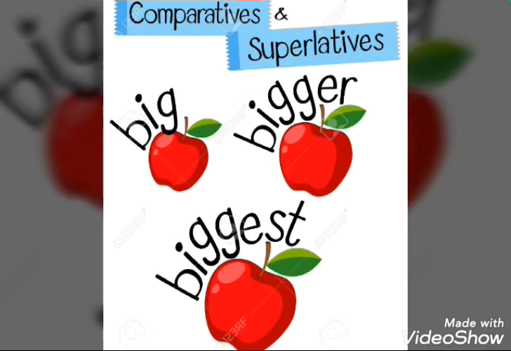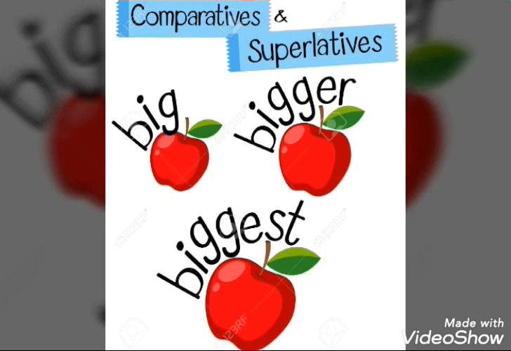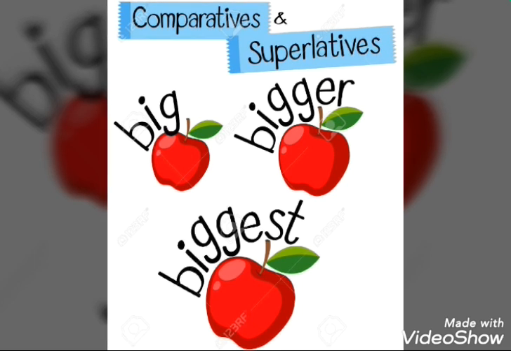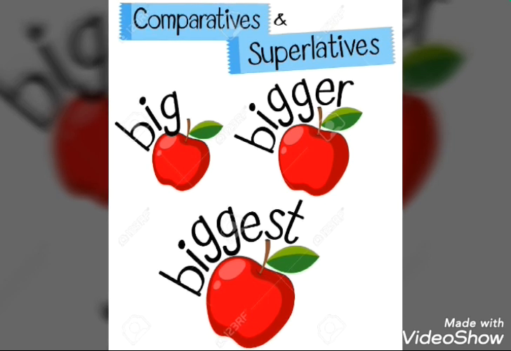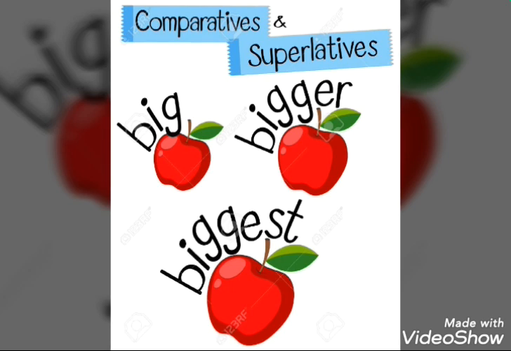Okay, here also we have three apples. Apple 1 from the left is big. What about apple 2? Apple 2 is bigger than apple 1. And which apple is the biggest one? The third apple. Apple 3 is the biggest apple. So we have big, bigger, biggest. Okay?